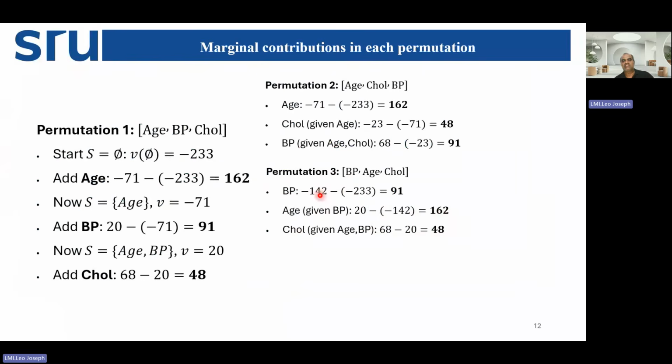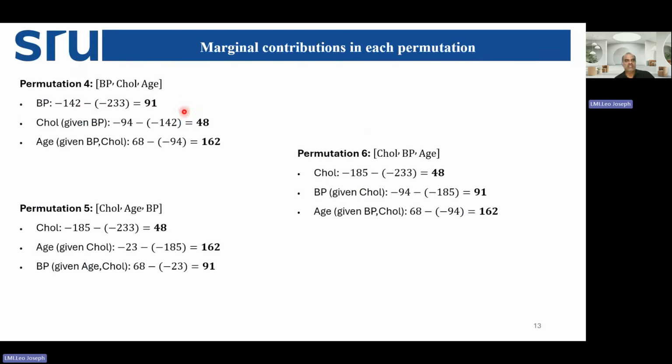So 20 minus of minus this BP also 42. You have to first initially go with the baseline, next with that value. That is what we are doing here continuously. Okay, so next you can see this is the 68 minus of this value. Next, permutation 4 you can try. Similarly, BP only minus 42 minus 233. This value plus BP, that is minus 94 minus of minus 142, which is equal to 48. Then 68 minus of minus 94, 162. Again, these orders will change, but all the values are same only.